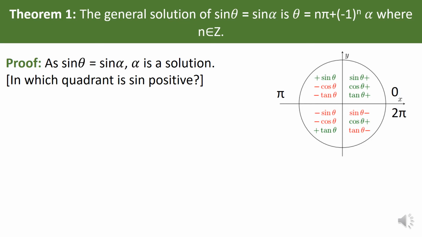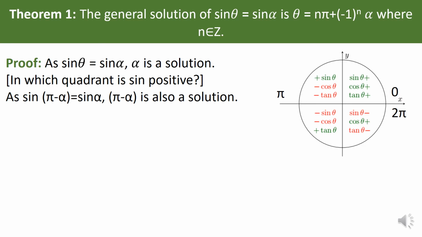You already know how to find out which trigonometric function has what sign in which quadrant. I'm not going to go through that in this particular lecture. So we find that in the second quadrant, that is when the angle becomes pi minus alpha, sine is positive. So we can write sine pi minus alpha is equal to sine alpha. Thus, we say that pi minus alpha is also a solution. So just like sine theta is equal to sine alpha, we have sine theta is equal to sine pi minus alpha.